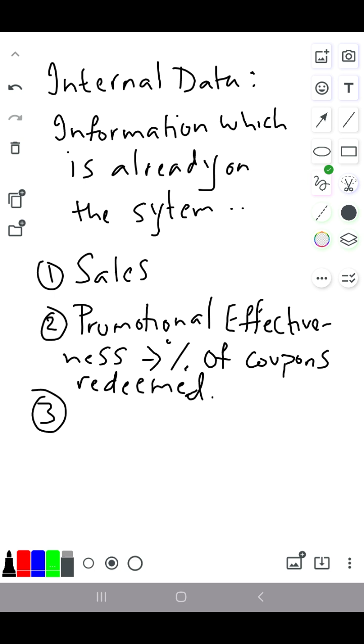Now, apart from promotional effectiveness, you also have pricing. And pricing obviously has to do with how price impacts demand as well as sales. A lower price may bump up the demand as well as sales. A higher price may lower your consumer demand as well as sales. So, how pricing impacts everything else.